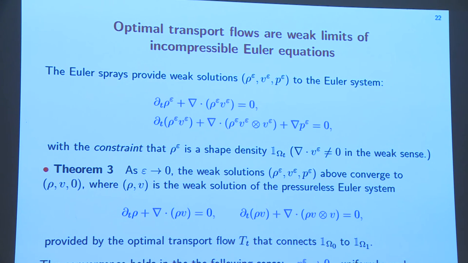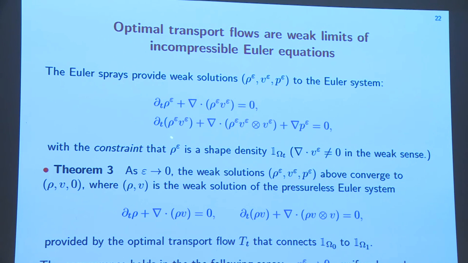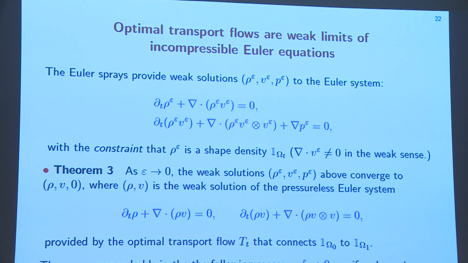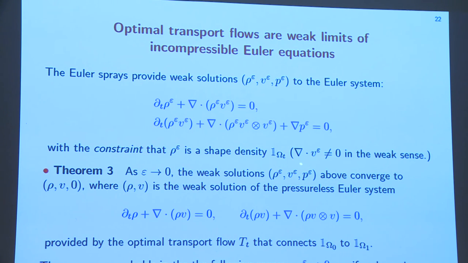The Euler sprays we get are weak solutions of the Euler equation, and written in terms of the density and momentum conservation laws, we can think of them as weak solutions of an equation like this. They have this pressure that comes from the formulas we wrote down before. The divergence of velocity, remember, is not zero in the weak sense, but the constraint really is that the density is this characteristic function. So that's the constraint that determines the pressure in this problem.